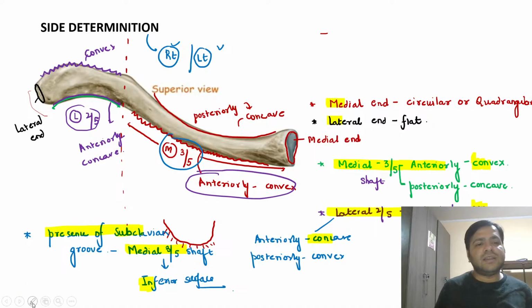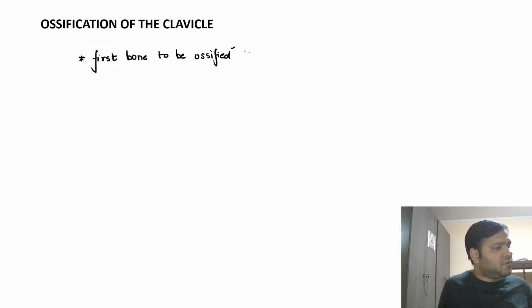Coming on to the next part over here. Yes, the ossification of the clavicle. Now remember guys, the clavicle, it is the first bone to be ossified. We have already discussed it is the first bone to be ossified, right?